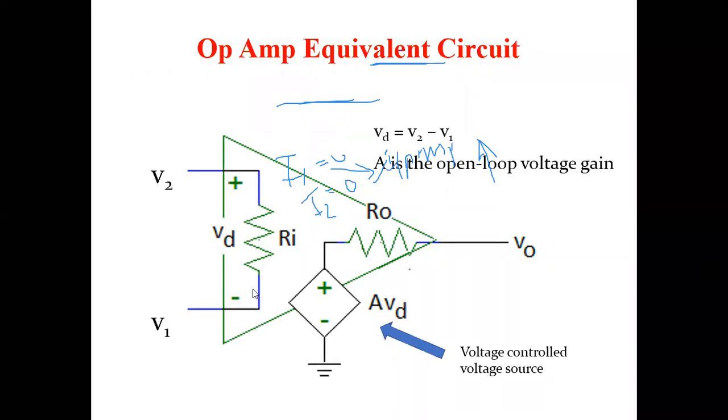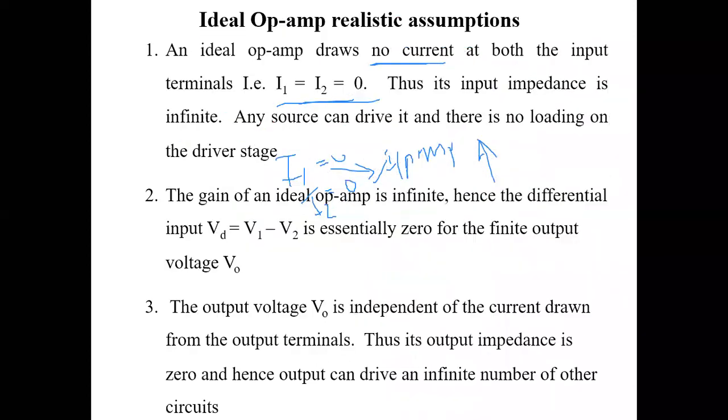It is connected to both the input terminals, which doesn't allow any current to flow through it. That is why its input impedance is very, very high. So that is the first assumption that we have to keep in mind.